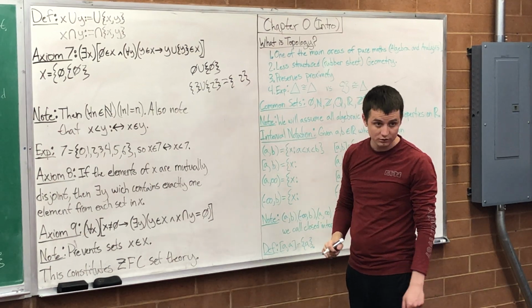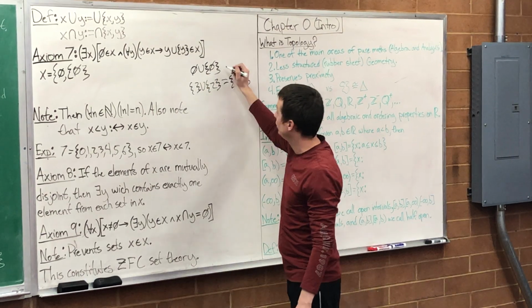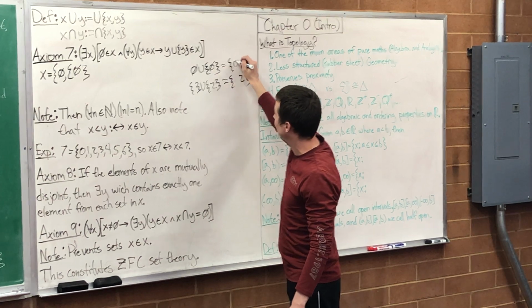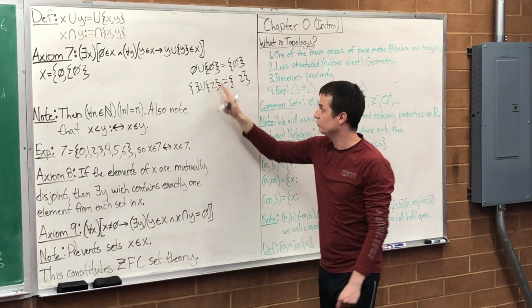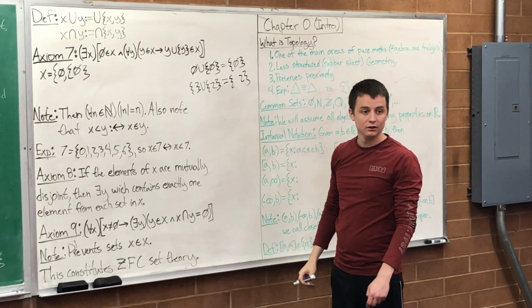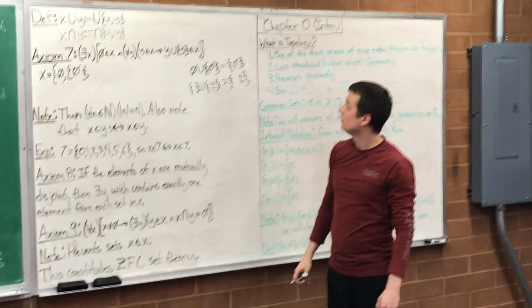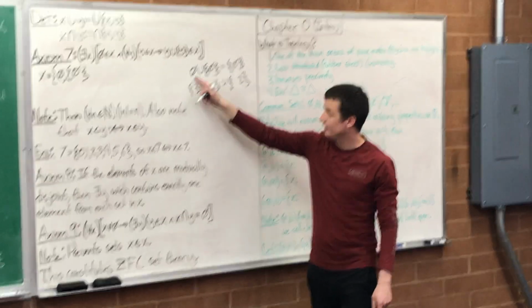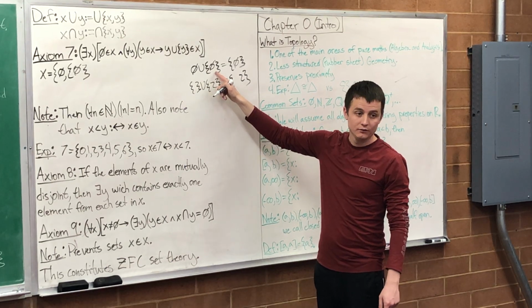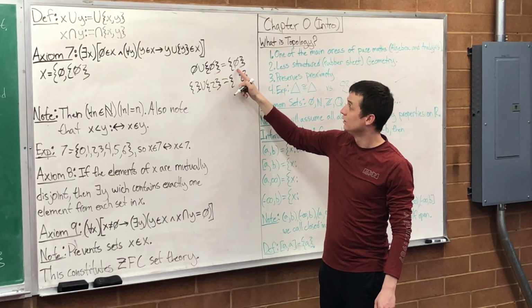2. So if I take the empty set union with the set containing the empty set, I'm left with the set containing the empty set. What's the difference between that and this? The set containing the empty set and the empty set are two different things. Right, this is different than this. So wouldn't it be? Oh, okay.